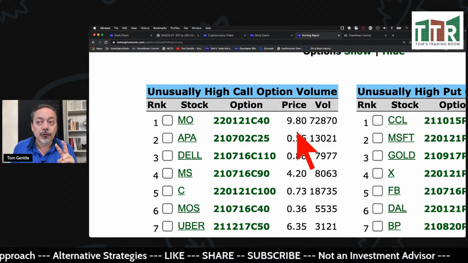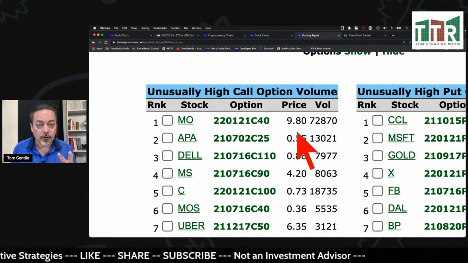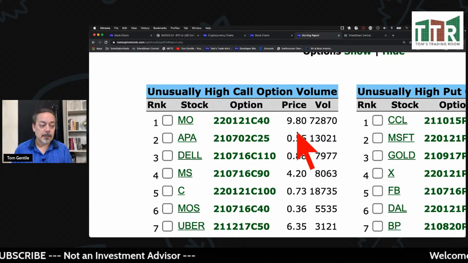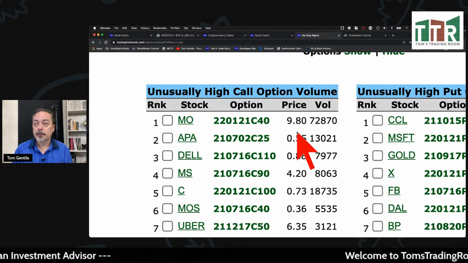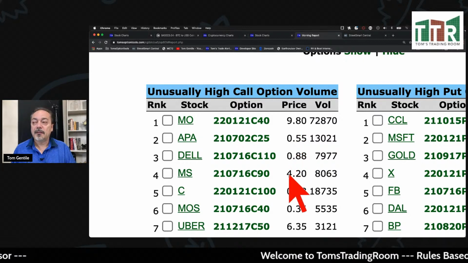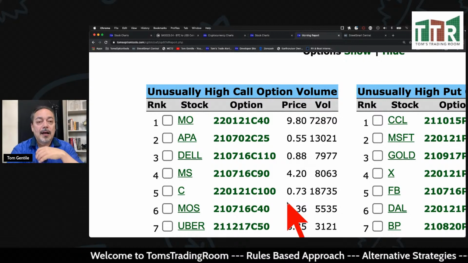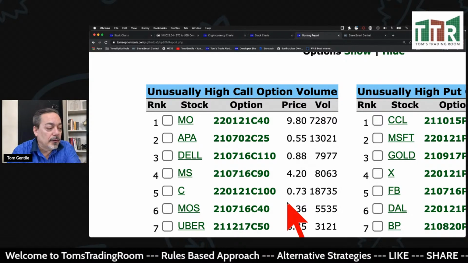Two of those three scenarios are bullish. So I have to go with the odds. Okay? Same thing with APA, Dell, Morgan Stanley, Citigroup, Mosaic, etc. So I'll tell you what I do with these.